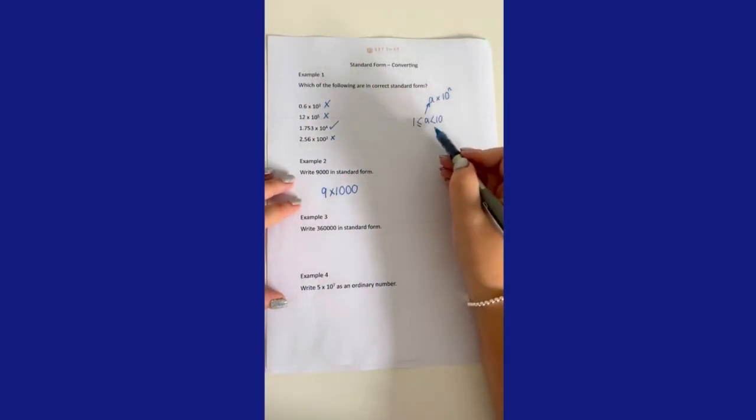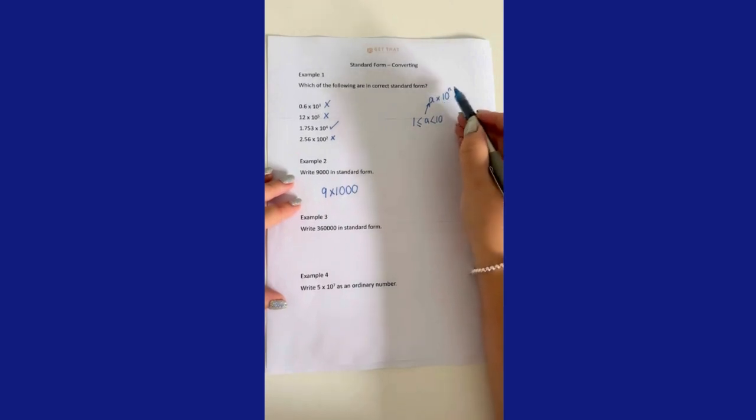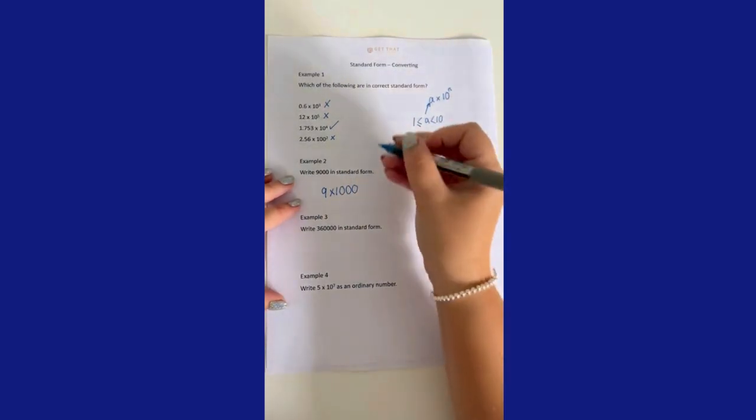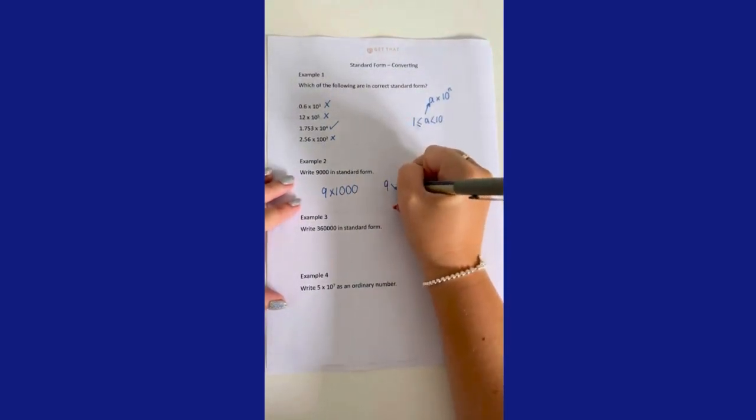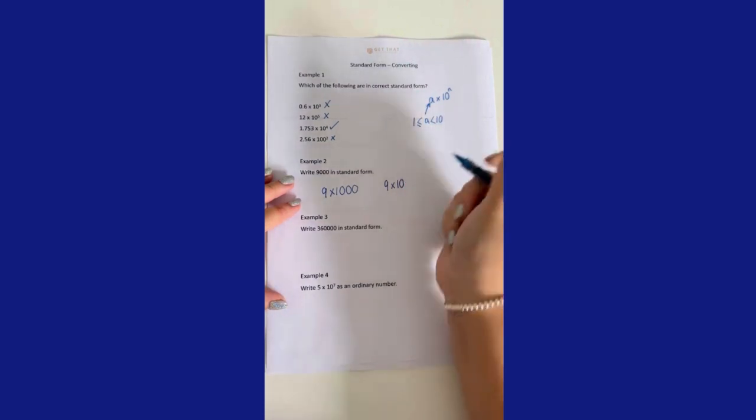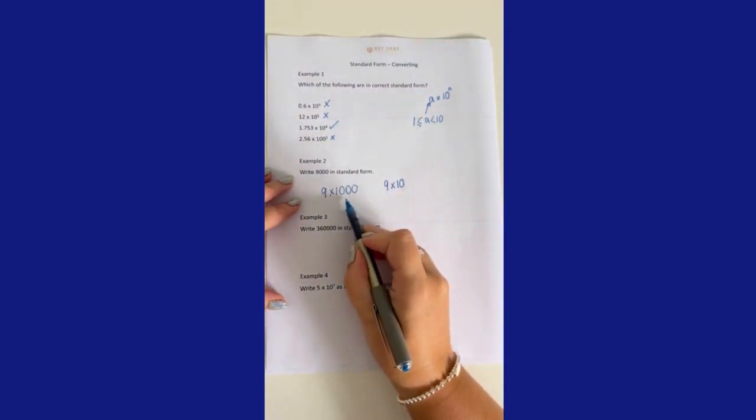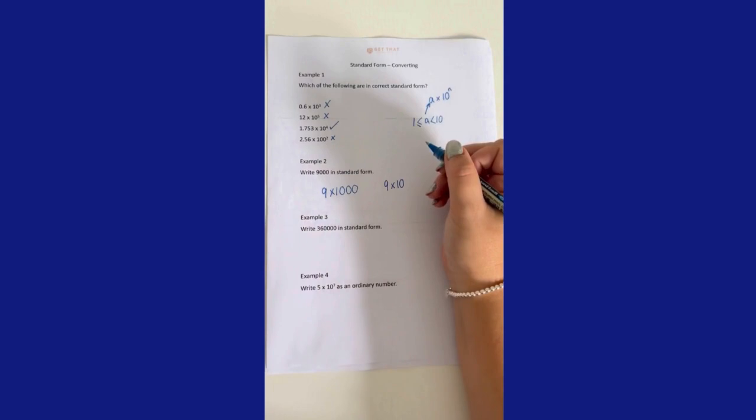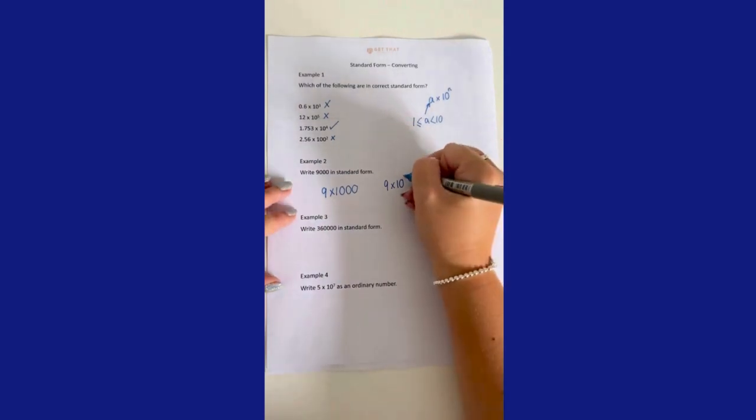Is that in correct standard form though? No, because we know that it's got to be times by 10 to the power of something. So what I'm then going to do is say 9 times by 10, and 1,000 is equal to 10 cubed. 10 times 10 is 100. 100 times 10 is 1,000. So 9 times by 10 cubed.